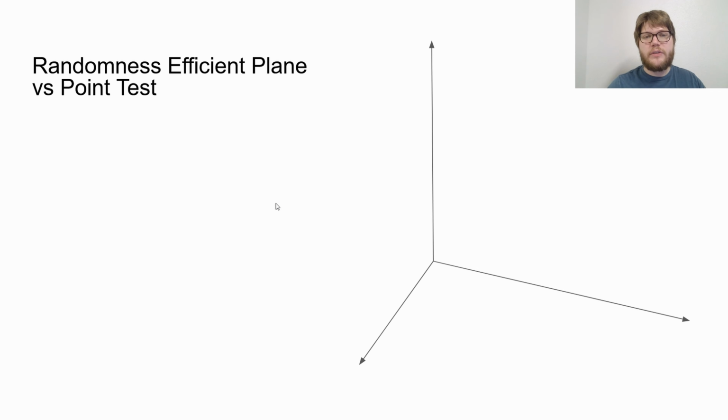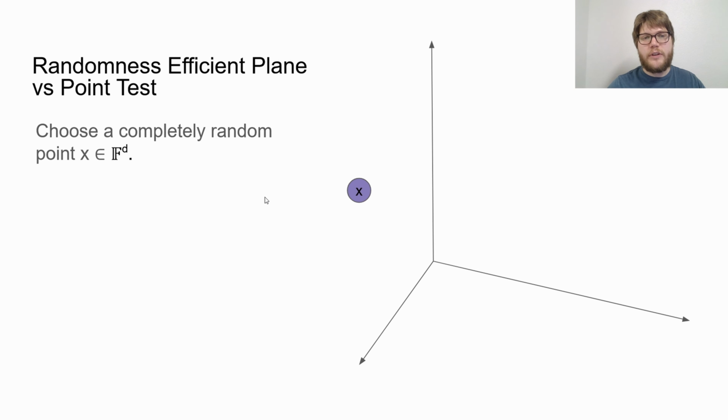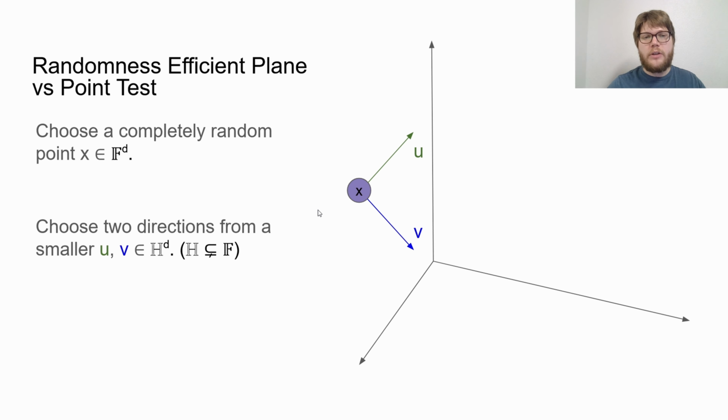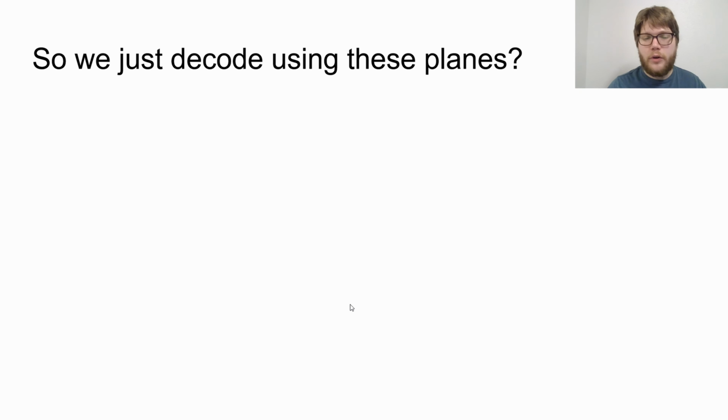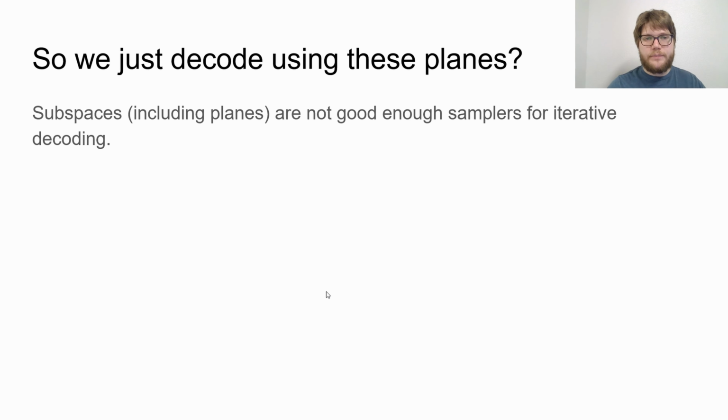The local list tester that Moshkovitz and Raz gave was this efficient plane versus point test. So in this test, you take a uniformly random point, then you choose 2 directions, but not uniformly random. You choose them using a subfield of whatever field your space is over, and then you check the plane that goes through this point. These planes are going to be the subspaces in the previous definition. Okay, great. So, can we just decode using these planes?